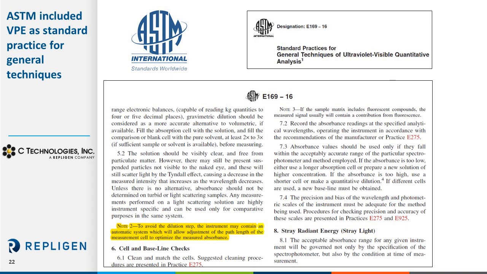Last on the paper side, we are now included in the ASTM standard for general practice of UV techniques, allowing for the adjustment of path lengths when making any UV analysis. So not only have our customers across the board started to adopt Solo VPE technology, that regulatory standard is now seeing this as a more robust way to do UV analysis.